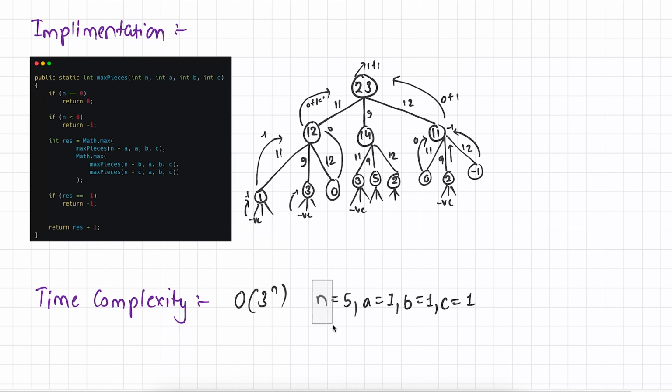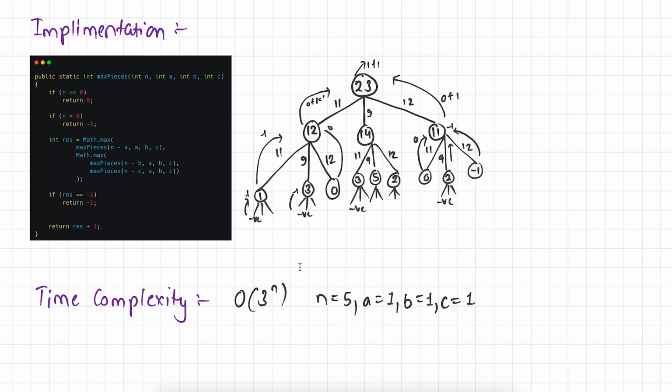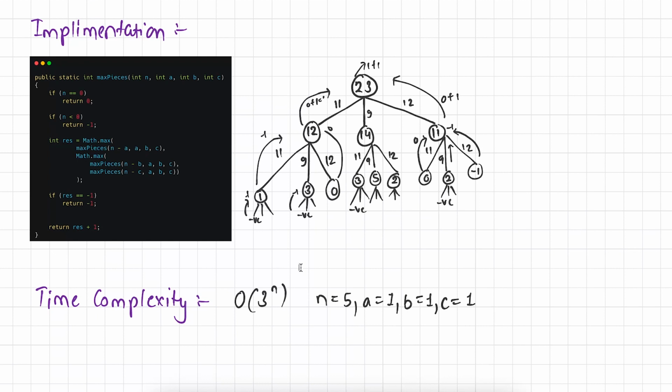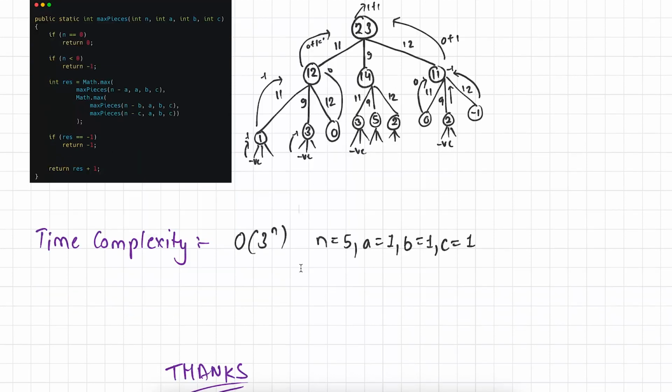So if we solve this problem using this input, we end up getting 3 to the power n leaf nodes in the recurrence tree. So we can say that we don't know the exact time, but the upper bound of the time complexity of this piece of code is going to be big O of 3 to the power n. So I hope guys now you understood how to find the maximum number of pieces of a rope such that each piece of the rope is of size a, b or c.